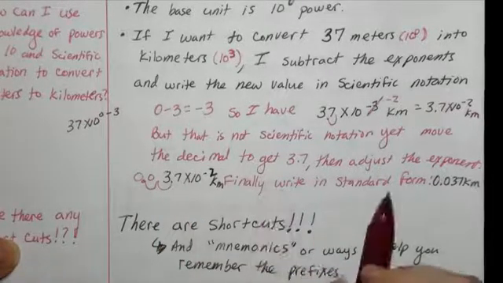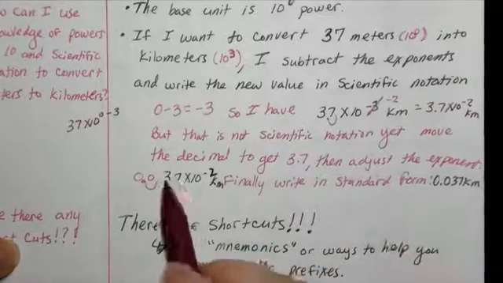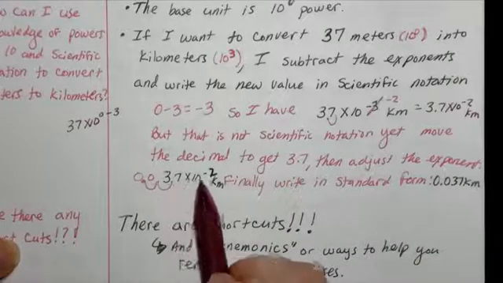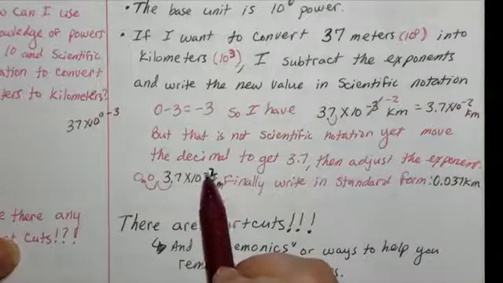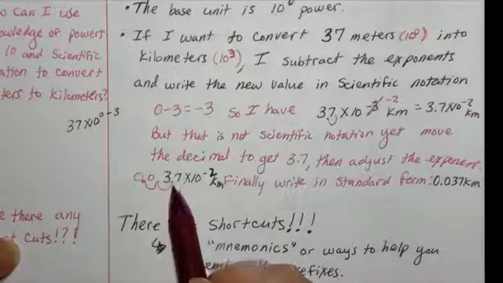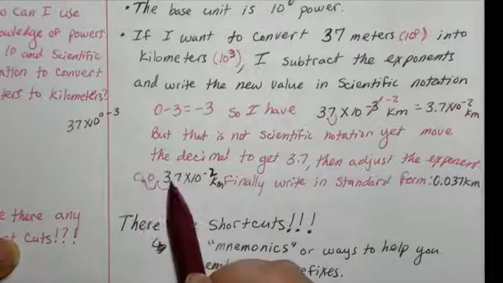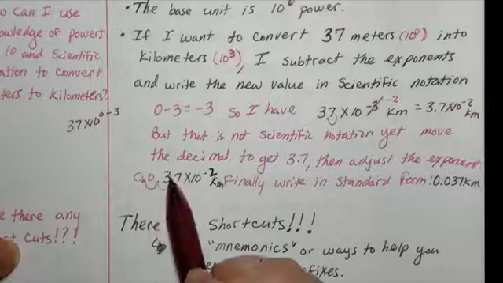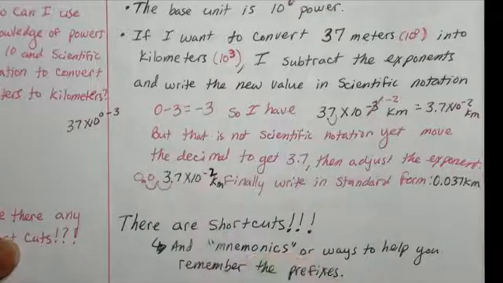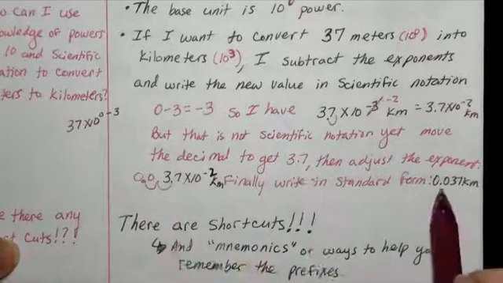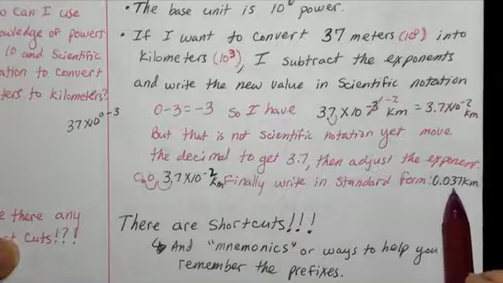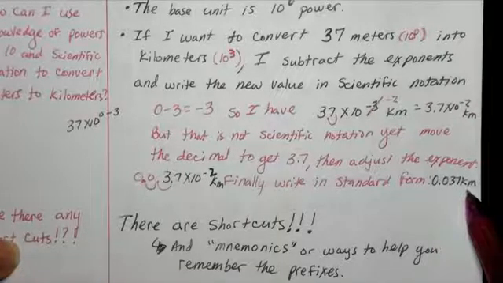Now we finally need to write this in standard form. So we're going to take 3.7 times 10 to the -2, and we're going to take that -2 power, and we're going to move the decimal 2 times to make our answer an even smaller number. So make our answer less than 3 because we have that negative exponent. So move it 2 times, and we come up with 0.037 kilometers.